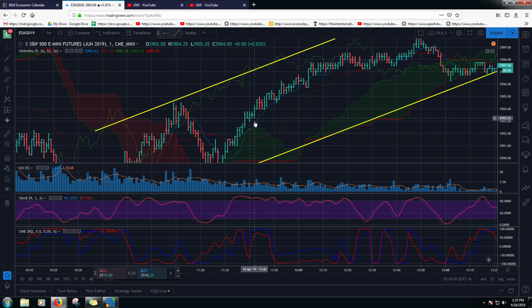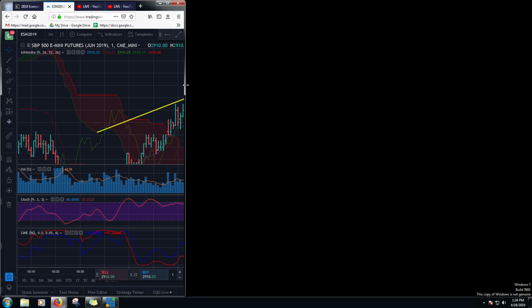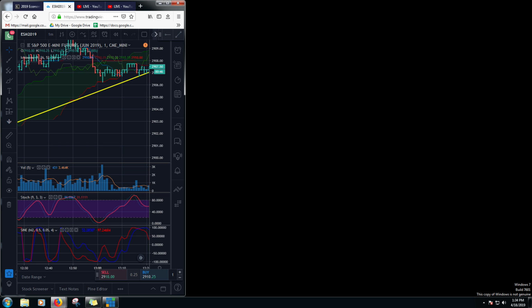So I've seen this many times where it'll start bouncing off this blue line. Okay, it's a clear uptrend. You don't step in front of it. Now I want to show you a trade I did based off that. Let me pull it up.